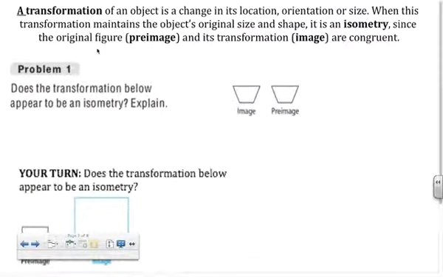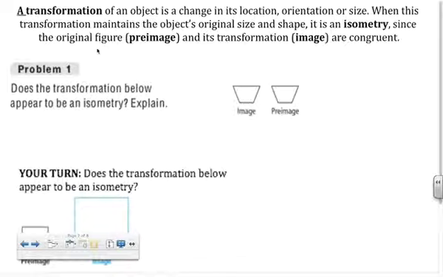So in this last unit that we're covering this year, before we start preparing for our EOC review, we're talking about transformations. In today's lesson, we're talking about translations and reflections. Before we get into that, however, we want to make sure that we're all speaking the same language when we're talking about transformation.